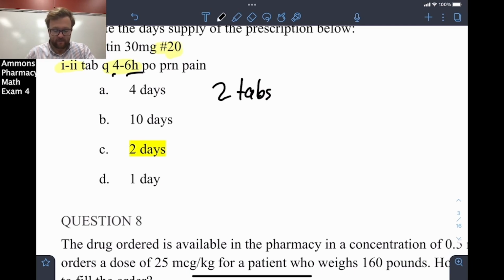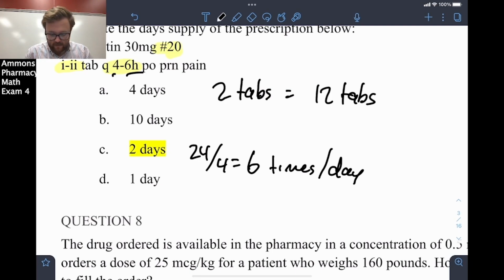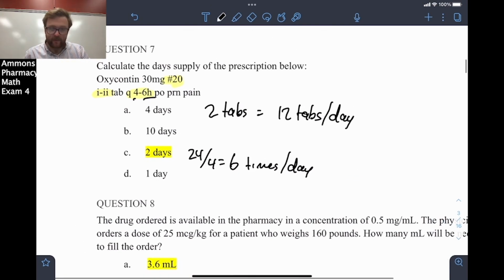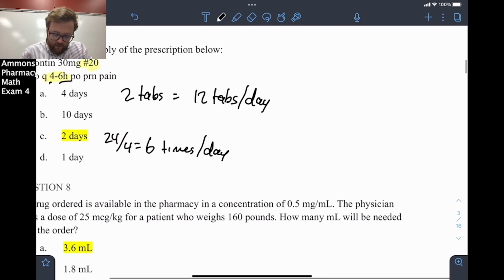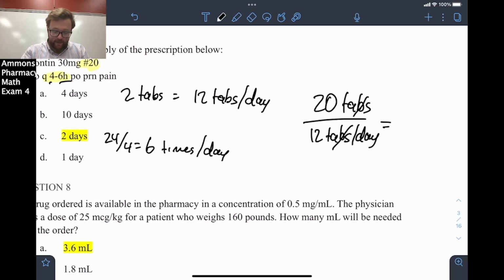There are 24 hours in a day. So 24 divided by 4 is, no, I did that wrong, it's 6. So it's 6 times a day. So if he takes 2 tabs 6 times a day, that is basically 12 tabs a day. Okay, and we only gave him 20. So we need to do our 20 tabs divided by 12 tabs per day. All we'll end up with is days.